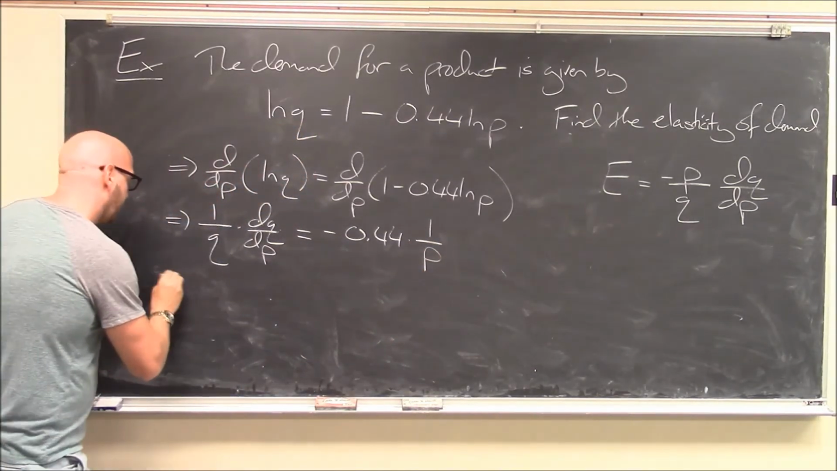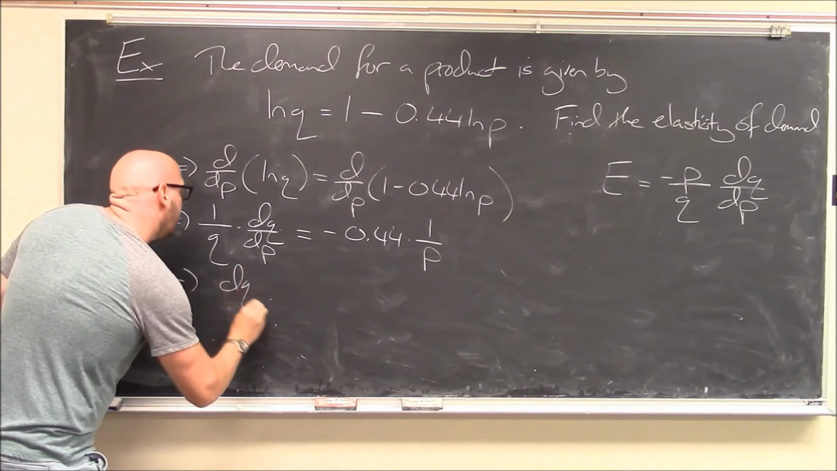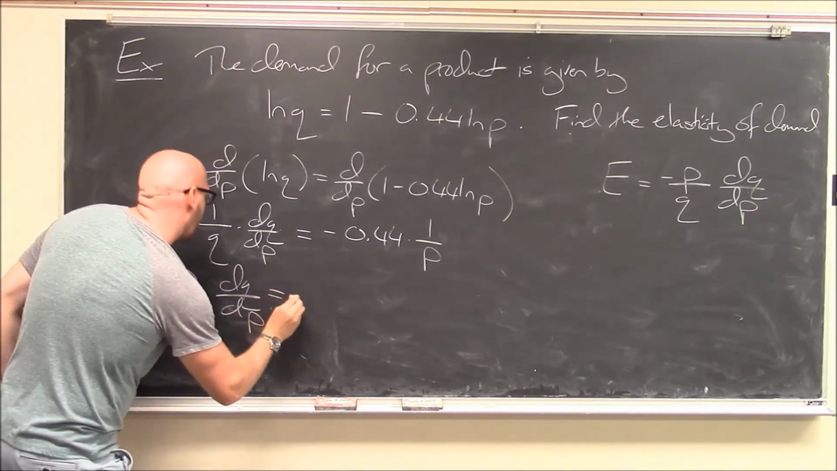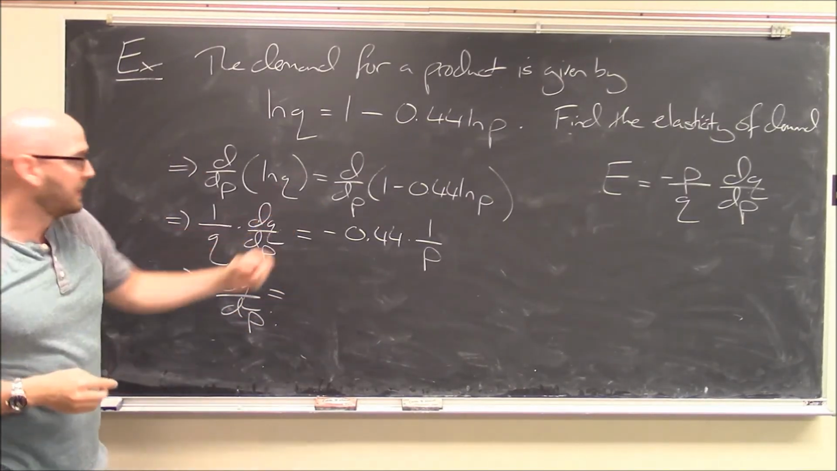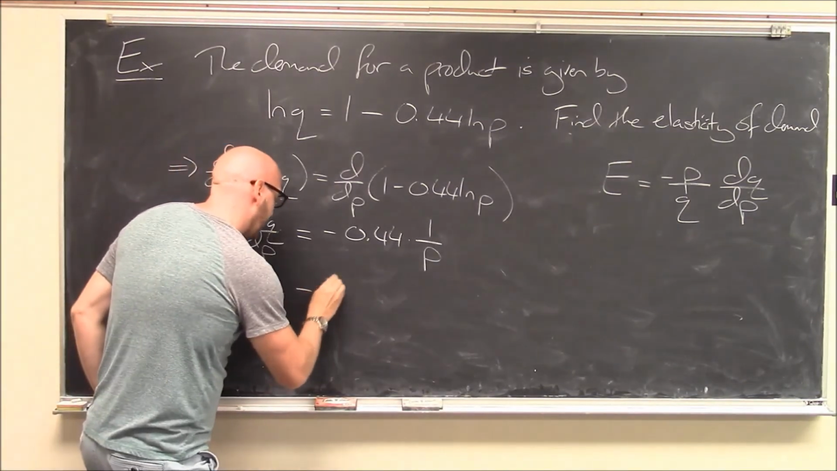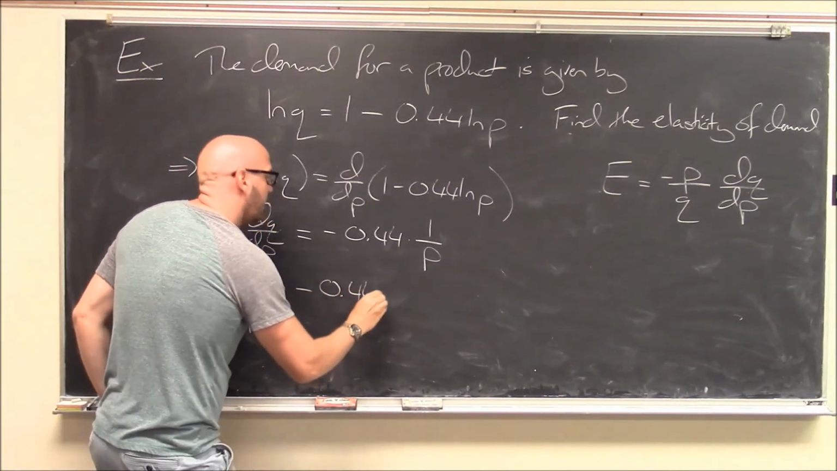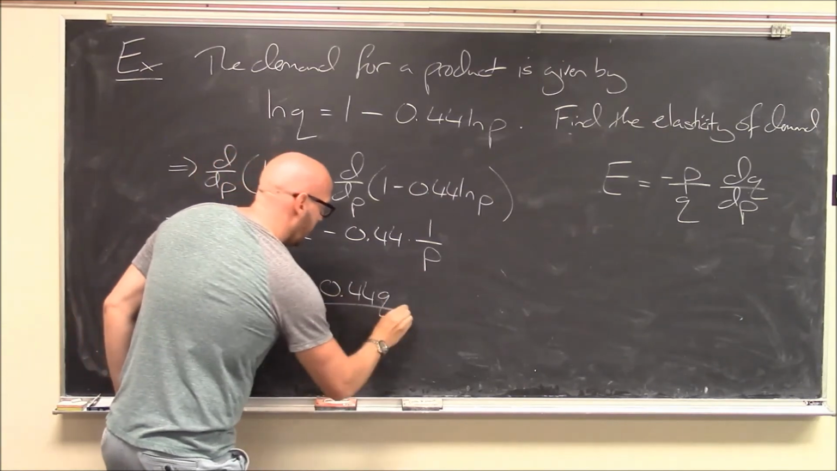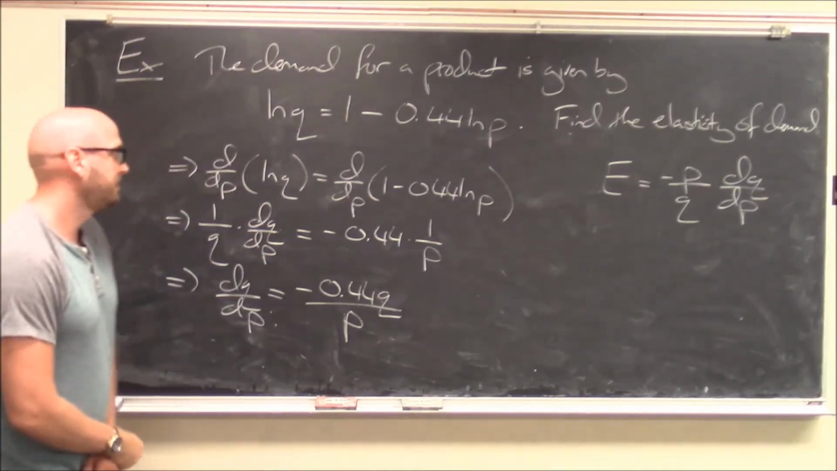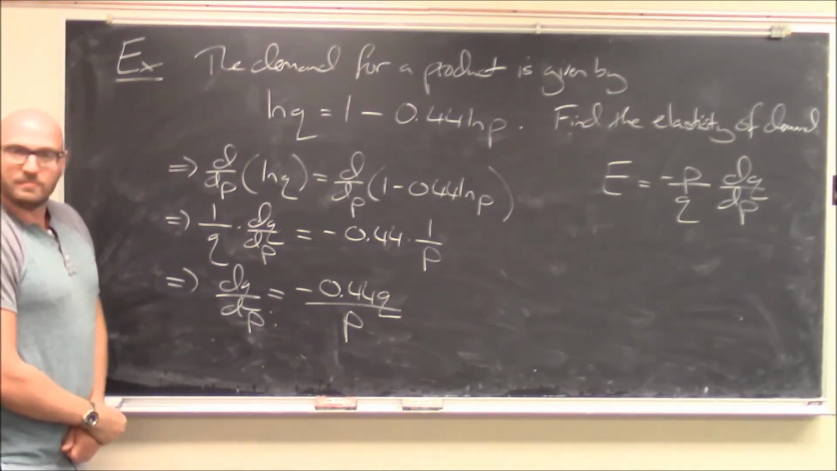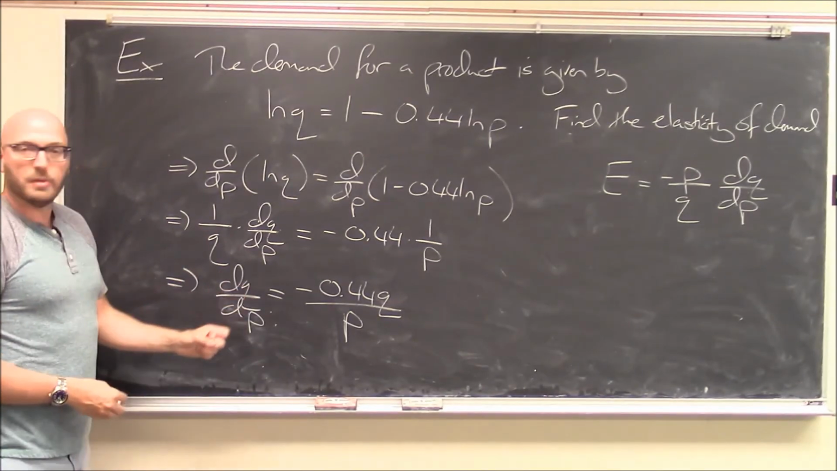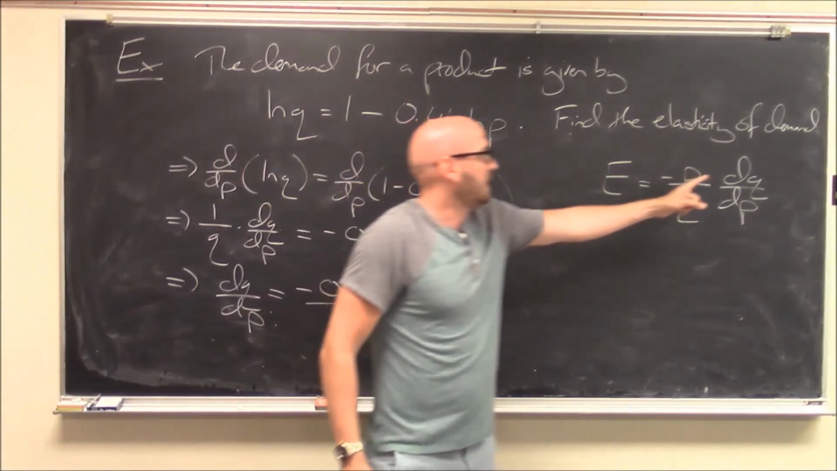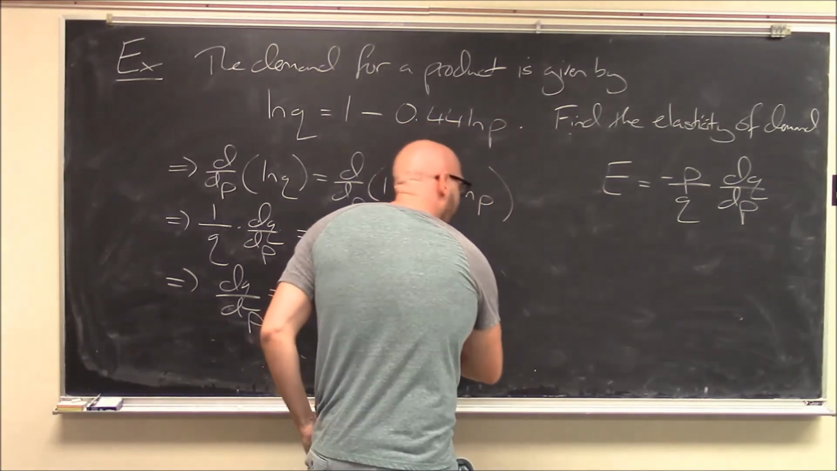So we'll solve here. We'll solve for dq dp. dq over dp is just multiply both sides by q. So minus 0.44 q over p. Awesome. There's the derivative of q with respect to p. And that's what I needed to plug into here. So let's plug it into there and see what happens.